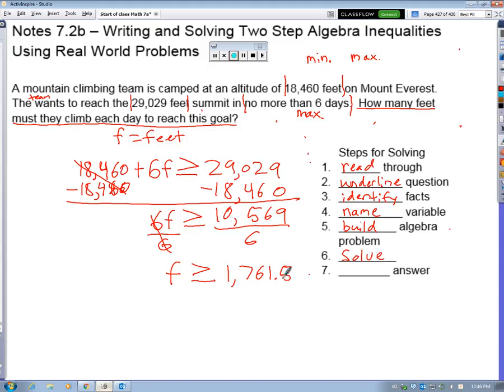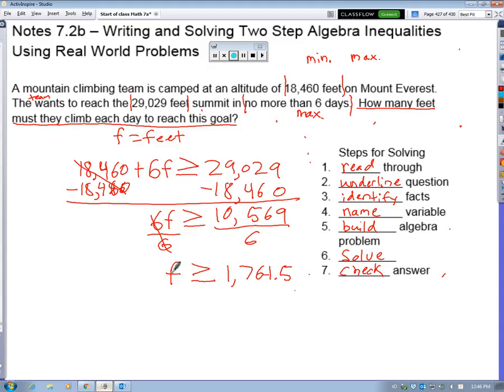Okay, so what we just said is the amount of feet they have to climb each day either has to equal exactly this amount to reach the top in 6 days, or it can be greater than this amount and they'll reach the top in less than 6 days. Okay, that's what we just said by solving that. Now we're going to check our answer to see if this is going to be correct.